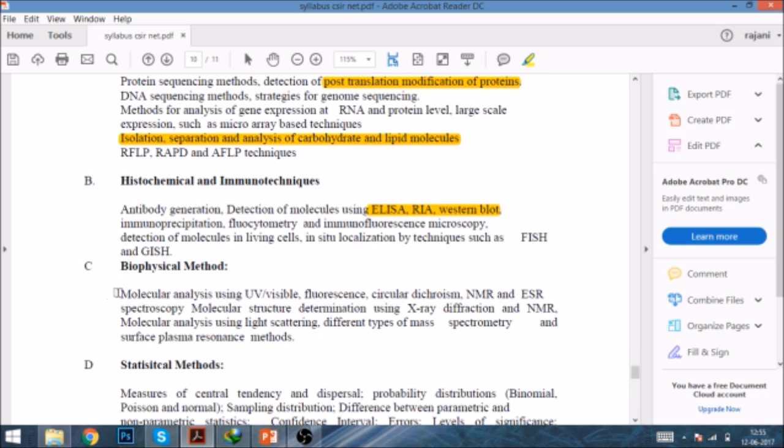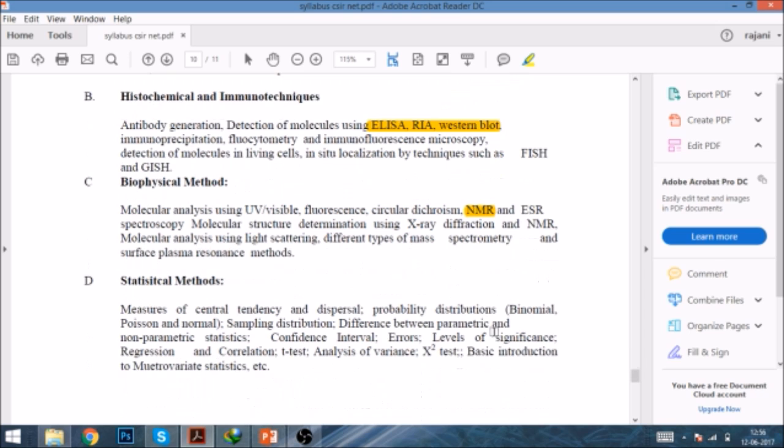For biophysical methods, go through all the principles for UV, fluorescence, and all the related topics and their applications, and what special conditions are used. For example, NMR is used to analyze larger molecules. Such concepts must be clear to attempt such questions.